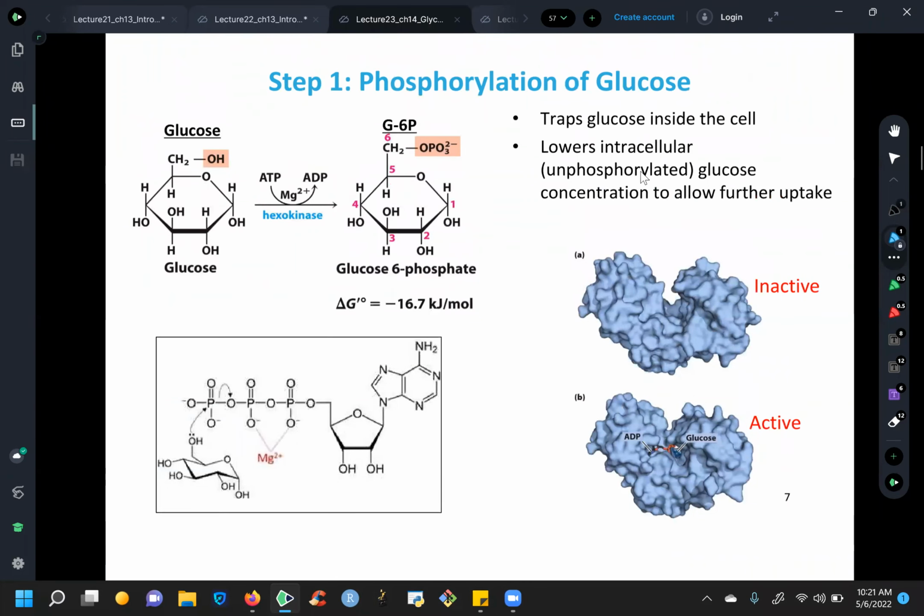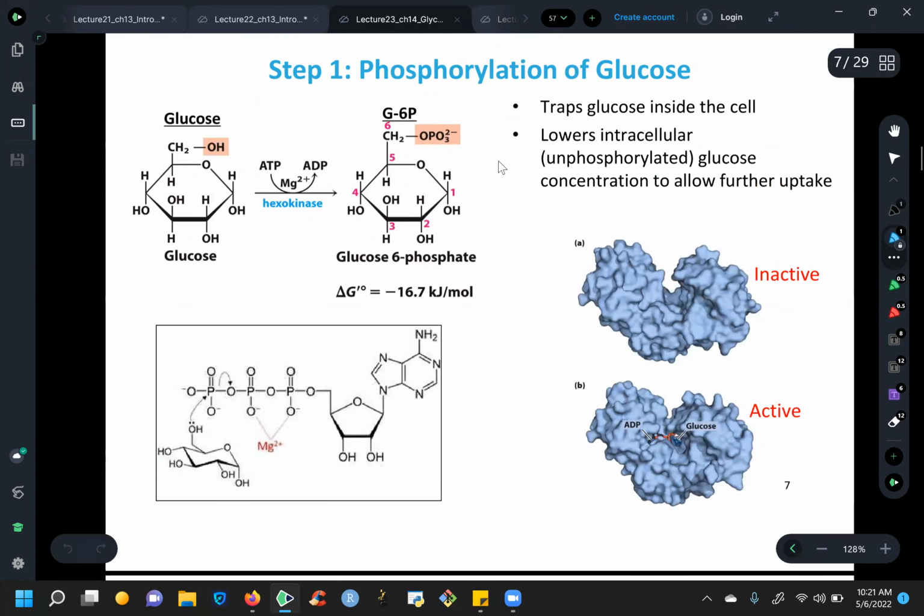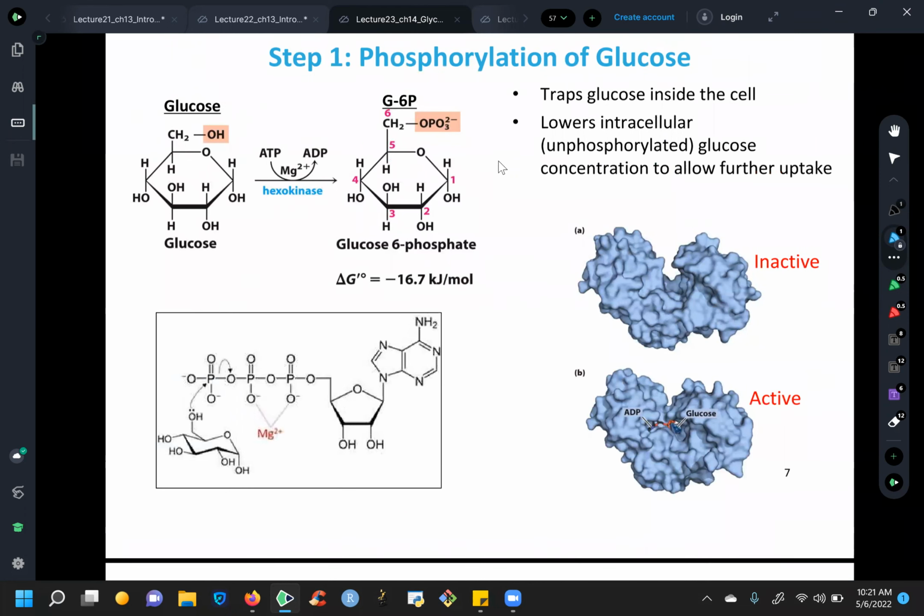Yeah, if we didn't phosphorylate, then the cell would be like, oh, you have too much glucose in there. We don't need to uptake anymore. And we don't want that to happen, because if that happens, then it'll just end up in your blood. And we don't want that. That's the whole point. We're trying to regulate blood glucose levels. So that's why it gets phosphorylated, trapped, and the cell continues to take in more and more glucose.